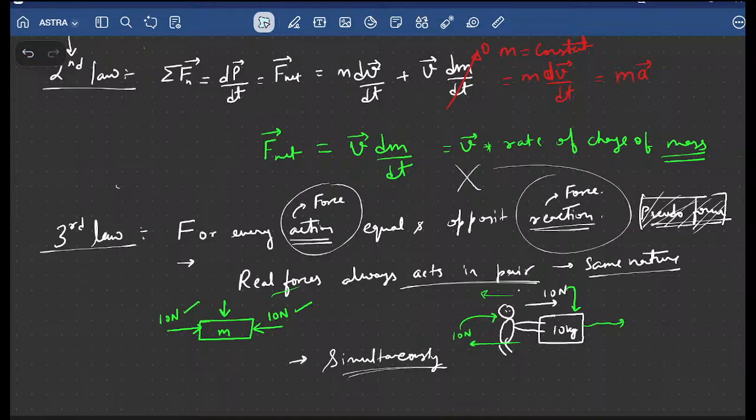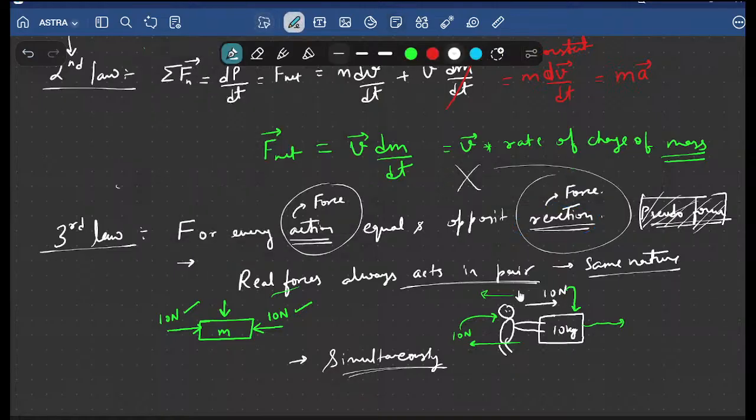And you can call any one of them action and any one of them reaction. You can call action as reaction, and you can call reaction as action. You can swap the names also, because they are equal in magnitude, opposite in direction, and they are acting at the same point of time. Okay, so I think all the three laws are clear.